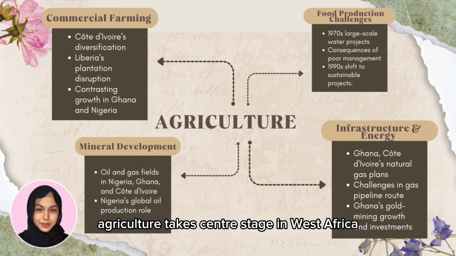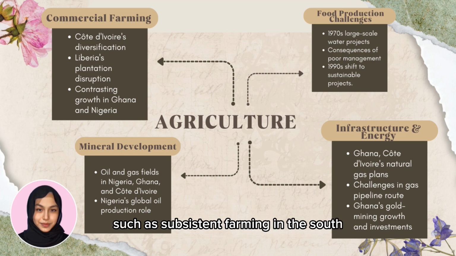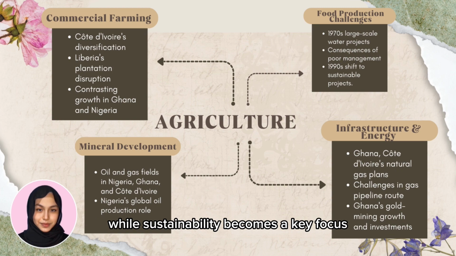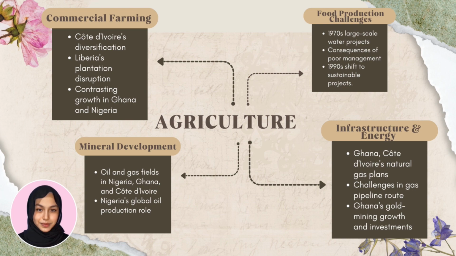Agriculture takes center stage in West Africa, showcasing diverse practices such as subsistence farming in the south, livestock herding in the north, and commercial farming diversification in countries like Cote d'Ivoire. Noteworthy contributions from Nigeria, Ghana, and Cote d'Ivoire drive regional economies, while sustainability becomes a key focus in the face of challenges in food production.